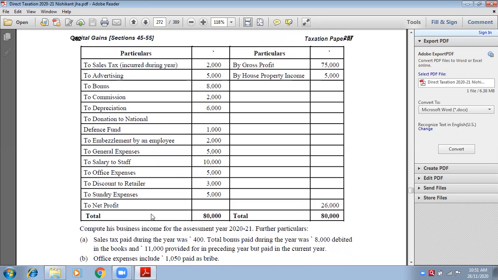Next heading, less incomes not related to business and profession. Only one income is there, house property income on the credit side. Tell me, is it related to your business income? No, ma'am. Therefore, completely disallowed.